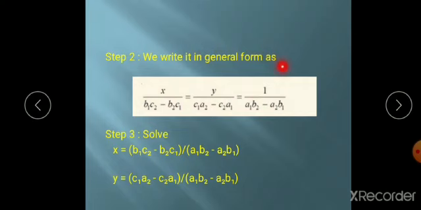When you are doing this, it is called cross multiplication. When x by b1 c2 minus b2 c1 is equal to 1 by a1 b2 minus a2 b1, you will get x equal to b1 c2 minus b2 c1 by a1 b2 minus a2 b1, because this goes to the other side, multiplied by 1. The same way you have to compare these two. Comparing c1 a2 minus c2 a1, and sending this to that side, y is c1 a2 minus c2 a1 by a1 b2 minus a2 b1. So you can find the x and y values by the cross multiplication method also.